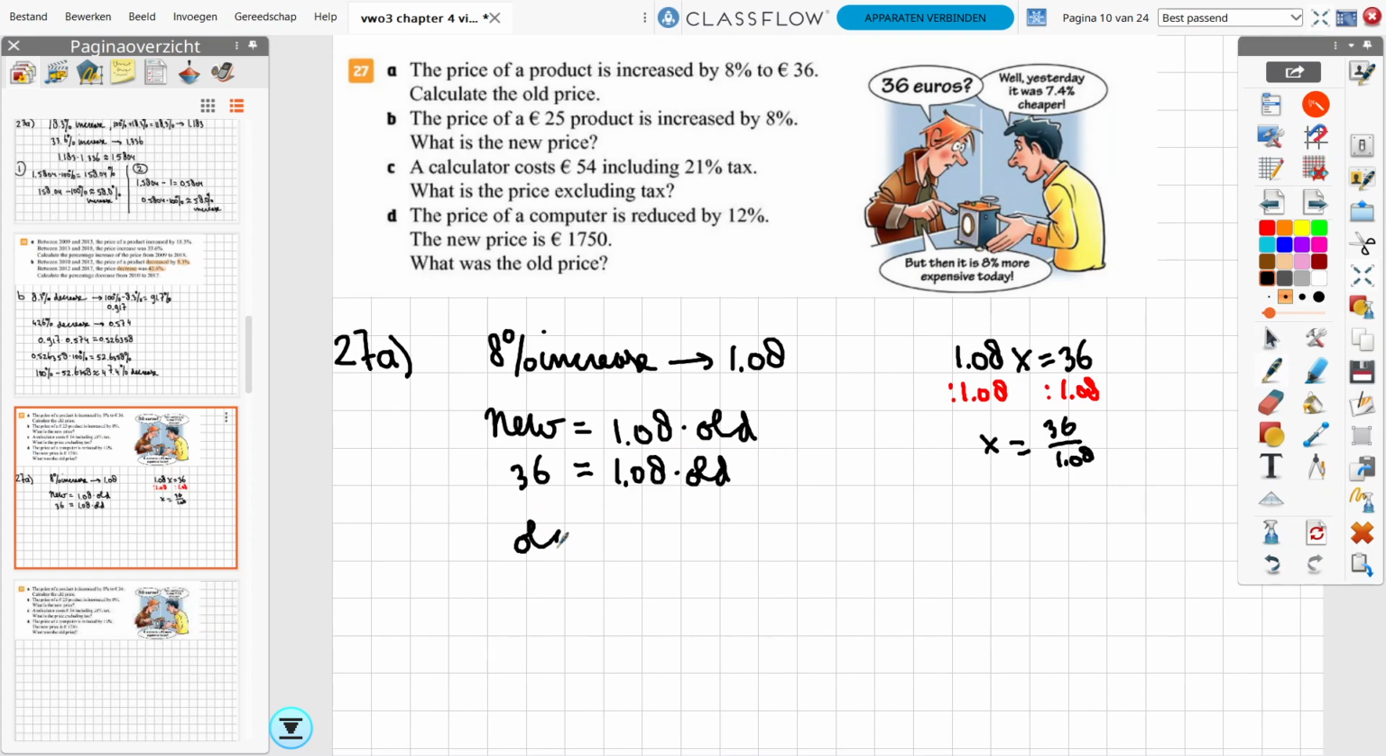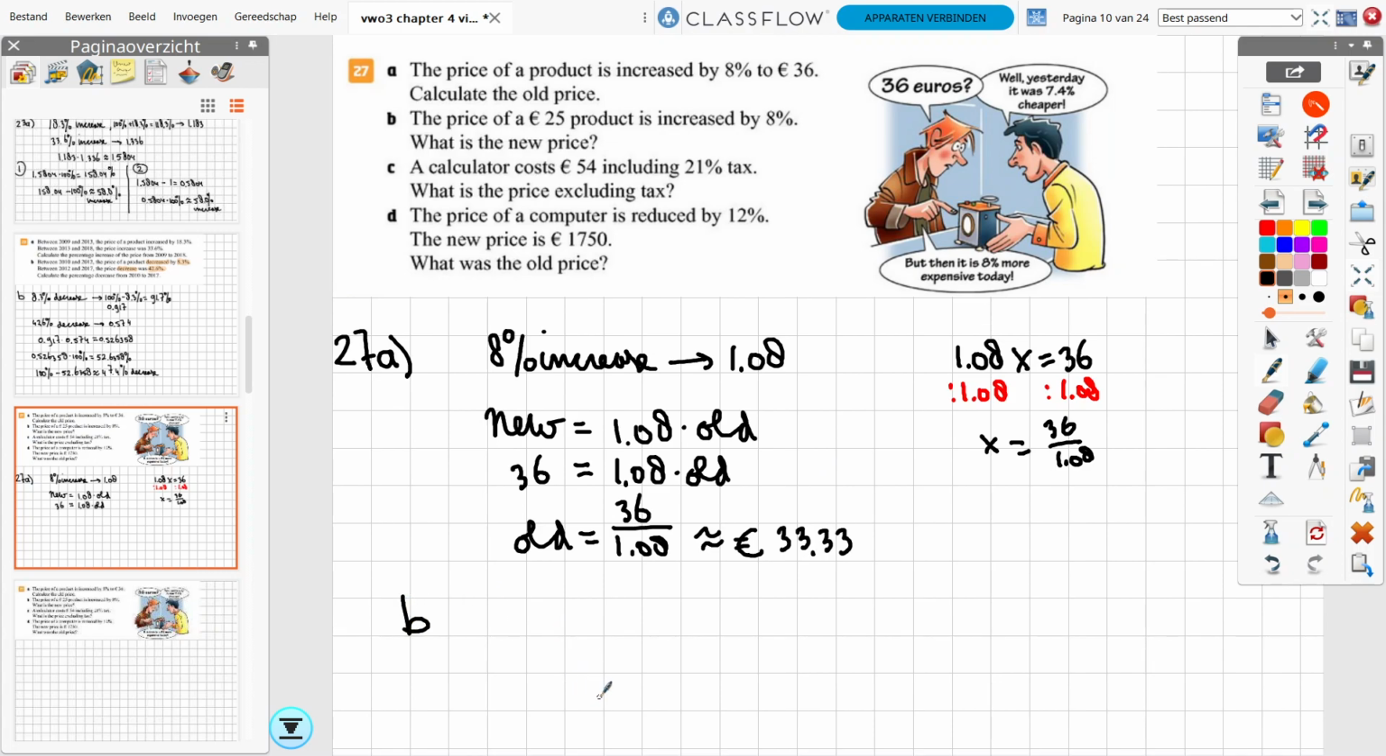The same thing happens here. To calculate what old is, I want to get rid of this 1.08 on the right, so I divide on both sides, and that's why there is an actual division here. If you do this, you will find approximately 33.33 euros. Okay, and I think this is the way that it always works. So let's try B again.